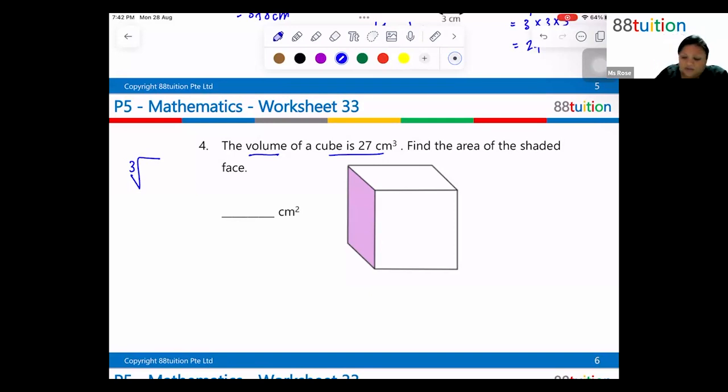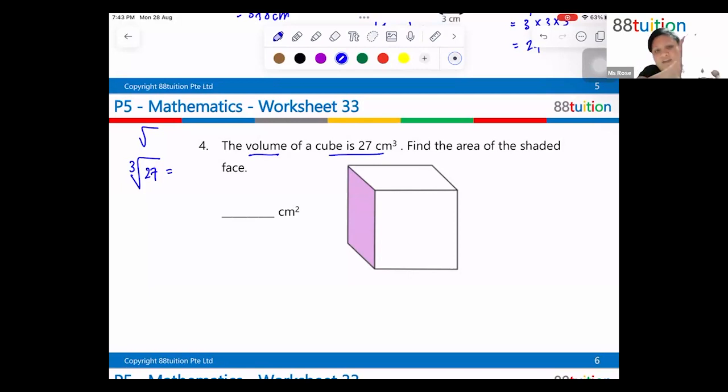Yes, okay. So now, to find the length, you take the cube root of 27. That's okay if you haven't learned it, no problem. In your calculator, there are 2 root signs. One is like this, the first one. The second is the cube root.